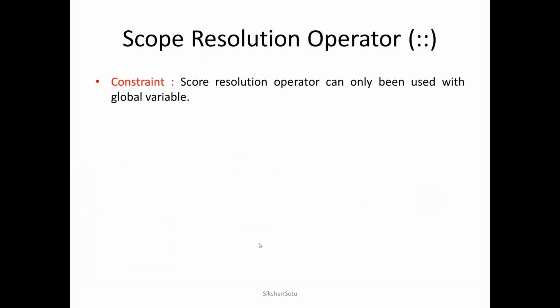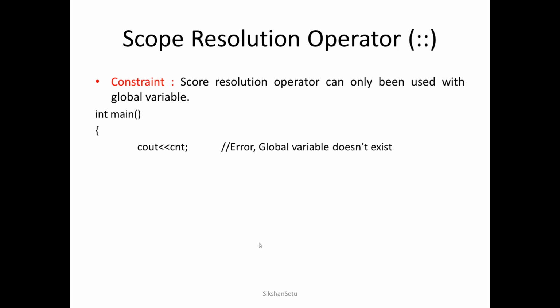Now there is a constraint. When you use the scope resolution operator with a variable, there is a constraint, and that constraint is that the scope resolution operator can only be used with a global variable. So we try to understand this statement. Here I have declared a main function and I have not declared any global variable here.